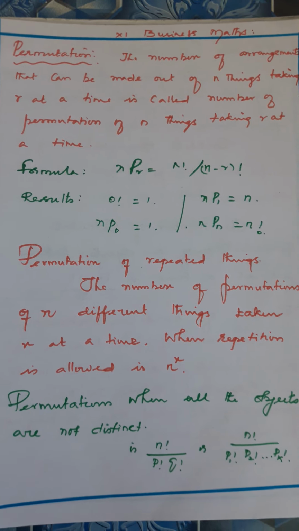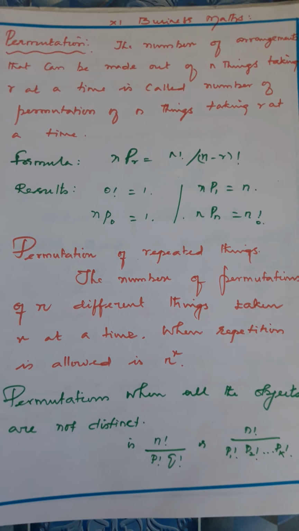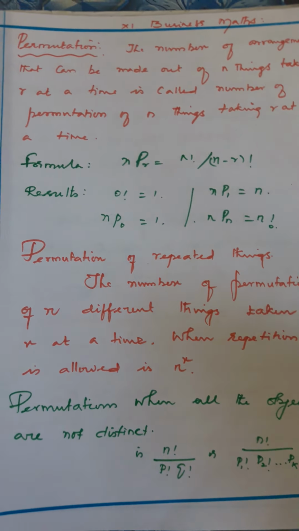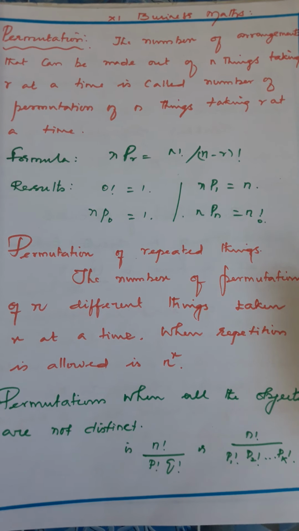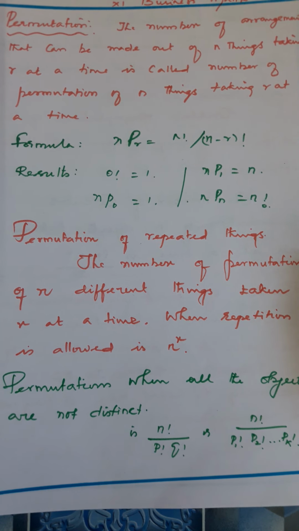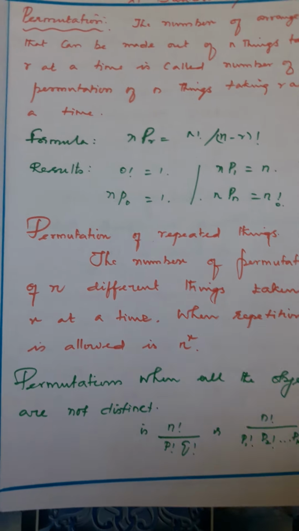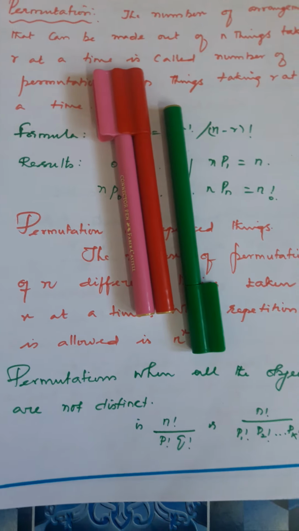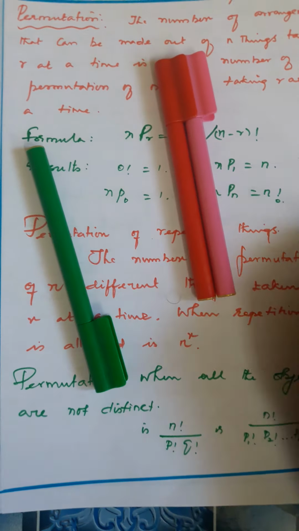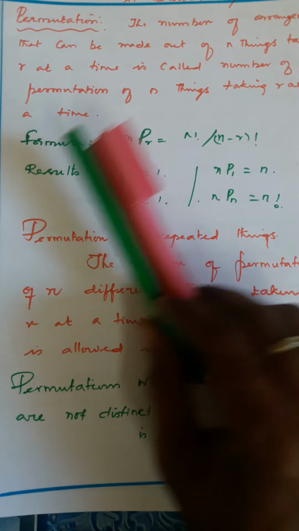So here we are starting today with permutation. Permutation is nothing but arrangement. How to define permutation? The number of arrangements that can be made out of n things taking r at a time is called the number of permutations of n things taking r at a time. Suppose you have 3 pens, and you have to arrange 2. That is called permutation. This is format 1 and this is format 2.